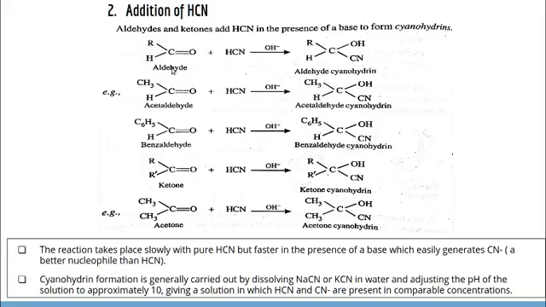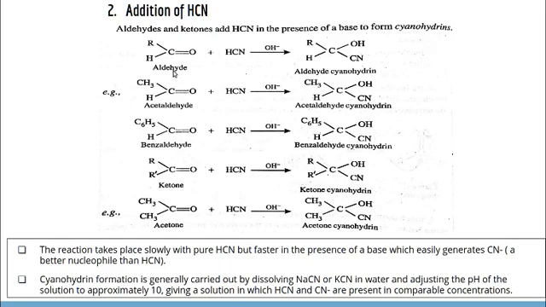Now moving on to the next nucleophilic addition reaction of aldehydes and ketones, that is addition of HCN. So in this case, aldehydes and ketones add HCN molecule and we will get the corresponding cyanohydrins. So aldehydes and ketones add HCN in the presence of a base to form cyanohydrins.